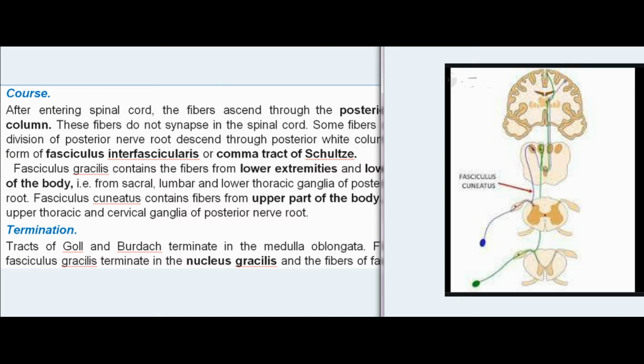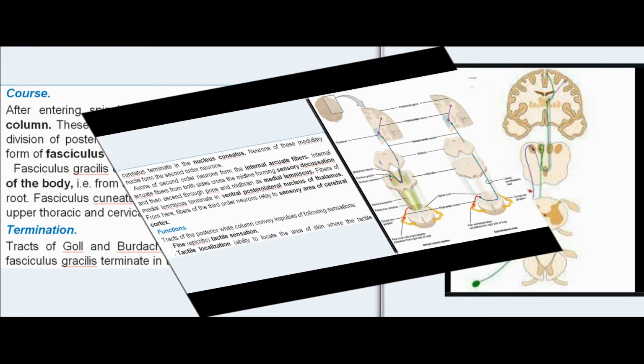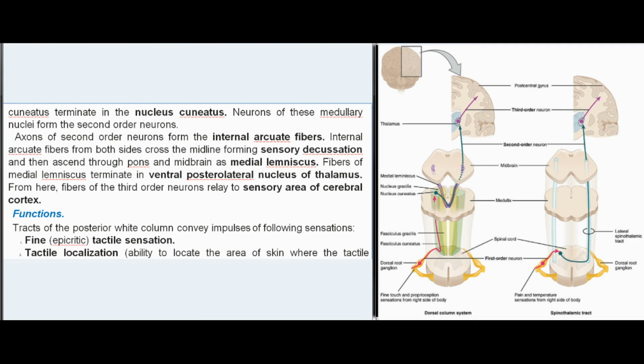Termination. Tracts of Goll and Burdach terminate in the medulla oblongata. Fibers of Fasciculus gracilis terminate in the nucleus gracilis and the fibers of Fasciculus cuneatus terminate in the nucleus cuneatus. Neurons of these medullary nuclei form the second-order neurons. Axons of second-order neurons form the internal arcuate fibers.